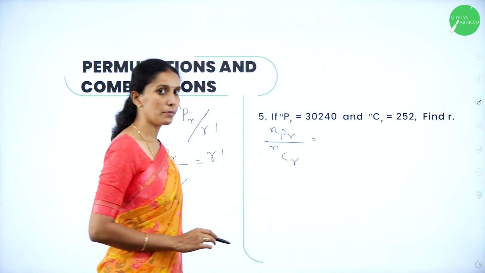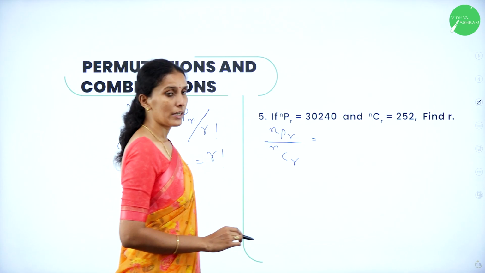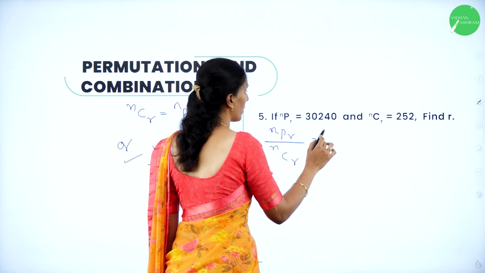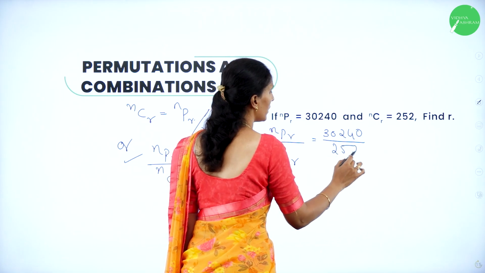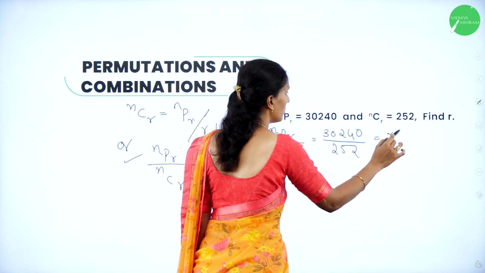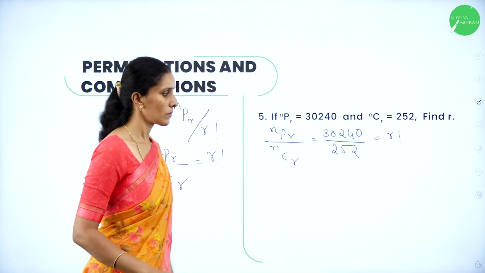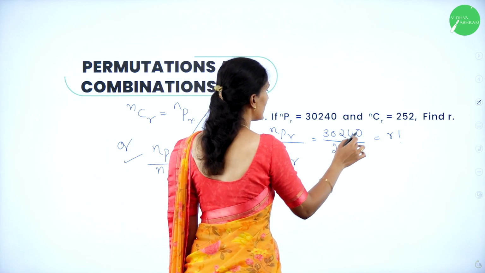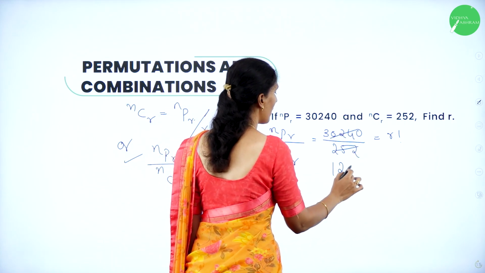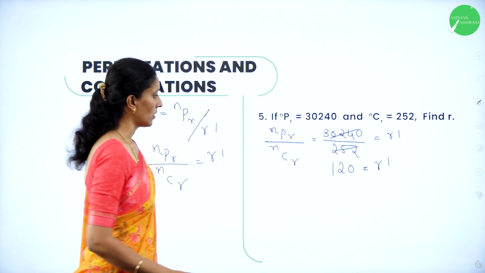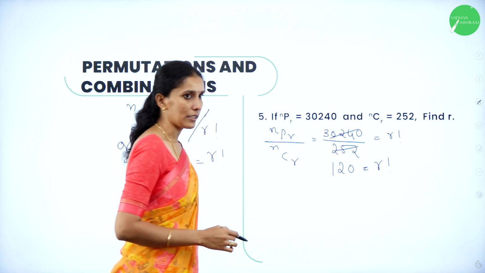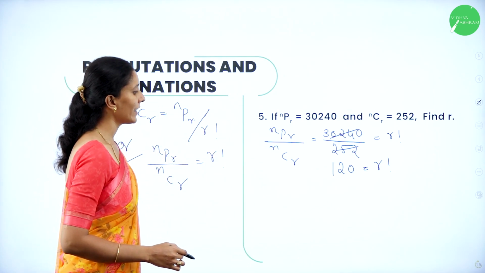So let me take nPr by nCr. We know the relation between permutation and combination. That is 30,240 divided by 252, and that must be equal to r factorial. So when I cancel this, I'll get 120. You can verify. So r factorial, how can 120 be written?